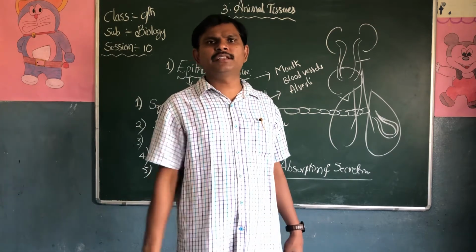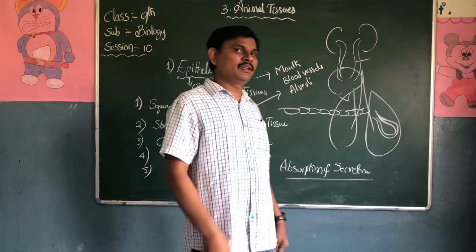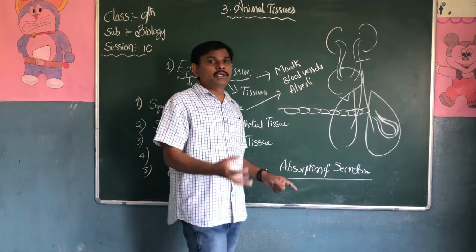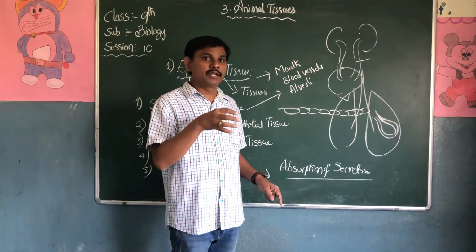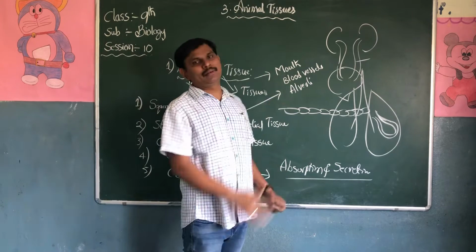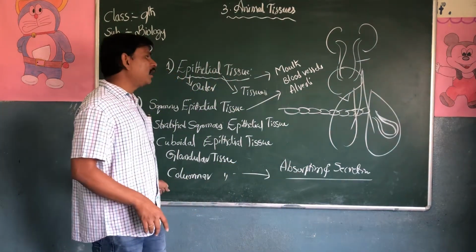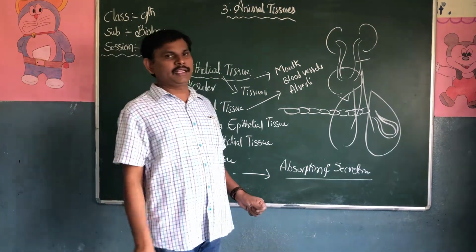When the food is digested, the nutrients are absorbed in the small intestine. Absorption: the nutrients are absorbed in the small intestine from the food materials and transported into the blood. So there, the columnar epithelial tissue is present where absorption takes place.